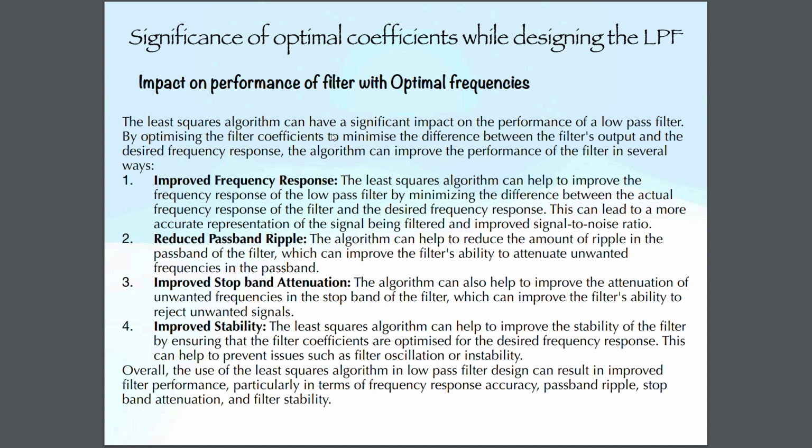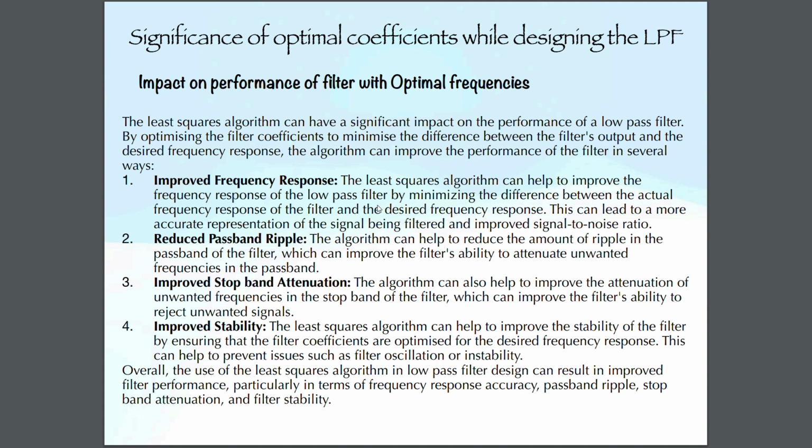First, improved frequency response. Next, it reduces the passband ripple, it also improves the stopband attenuation, and it also improves the stability of the low pass filter. The least square algorithm can help to improve the frequency response of the low pass filter by minimizing the differences between the actual frequency response of the filter and the desired frequency response. This can lead to a more accurate representation of the signal being filtered and improve signal to noise ratio.